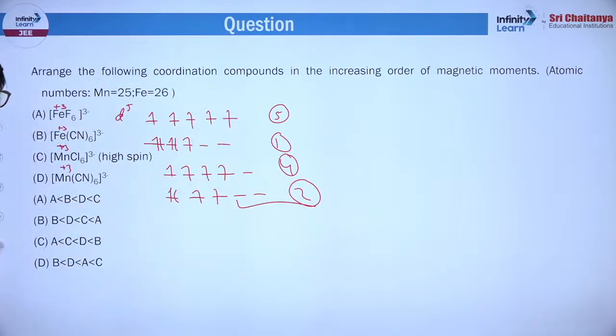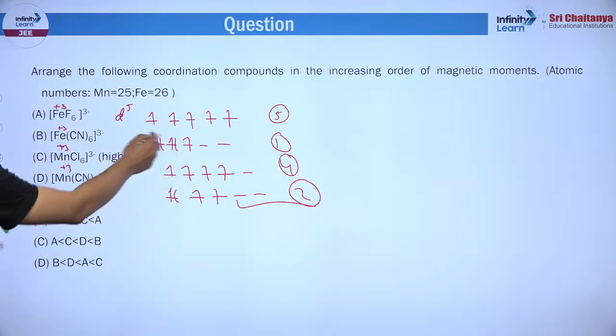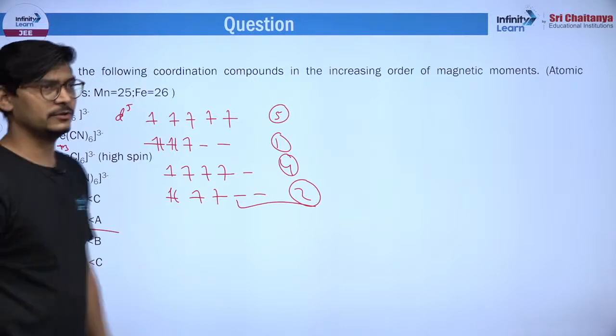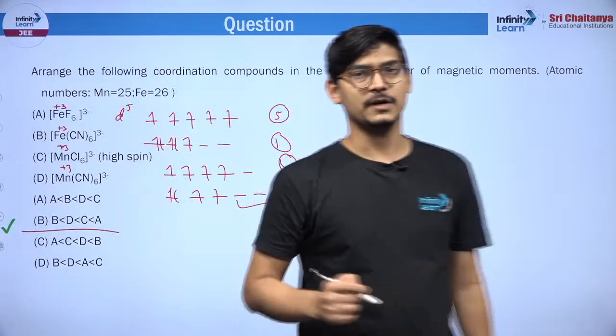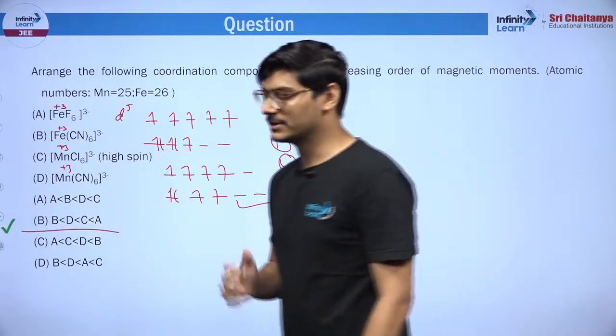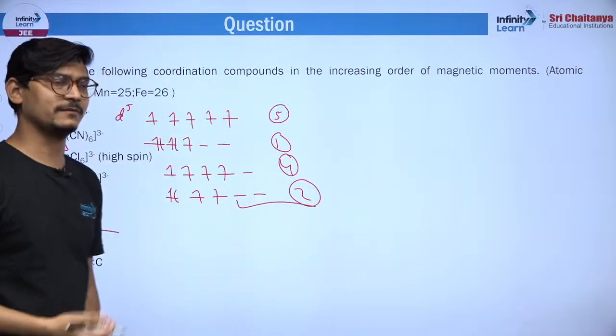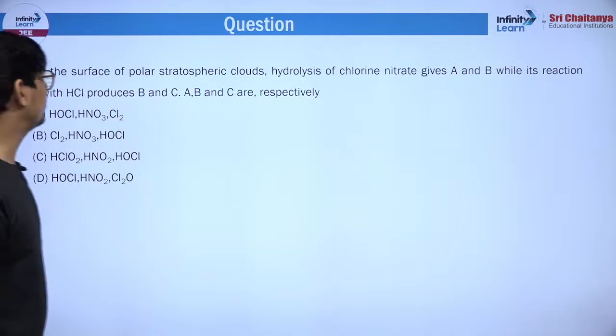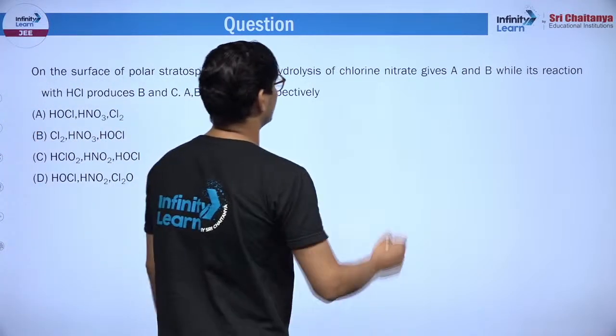Now you can see the minimum unpaired electrons is in B, so its magnetic moment will be the lowest. After that comes option D, then option C and then option A. So you don't have to calculate the magnetic moment, just calculate the number of unpaired electrons, that will suffice, clear.